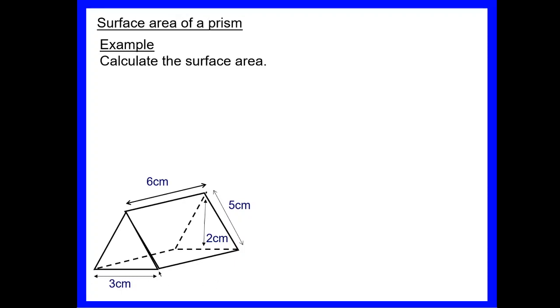So here we've got a triangle. So we're going to find the area of the triangles first. So remember the formula for area of a triangle is half times the base times the height. So that's a half times 3 times the height. Now remember the height is the perpendicular height to the base. So the height here is 2. It's not the 5 down the side here. It's not the diagonals. It's got to be perpendicular, 90 degrees to the base.